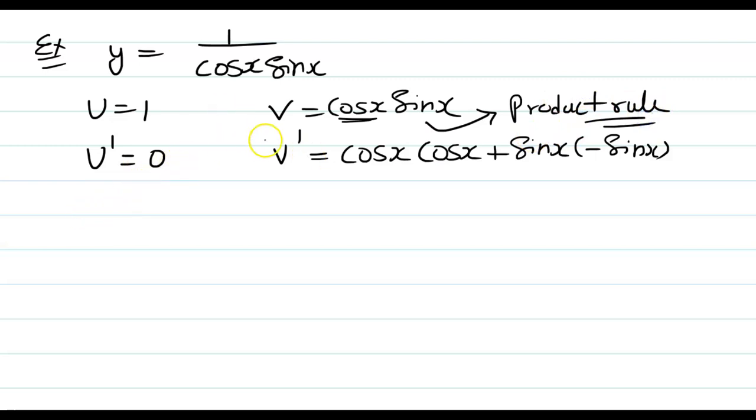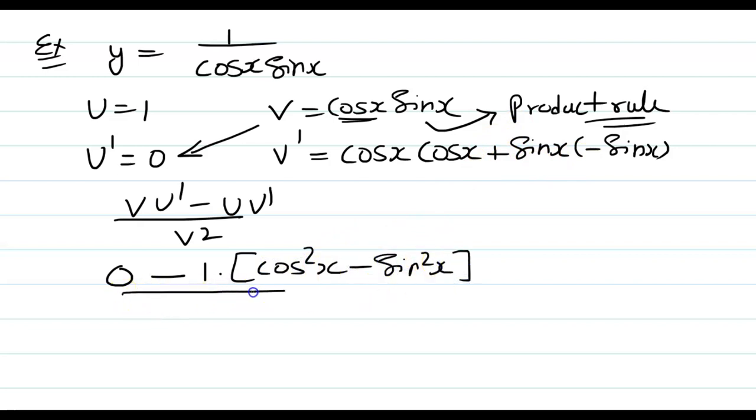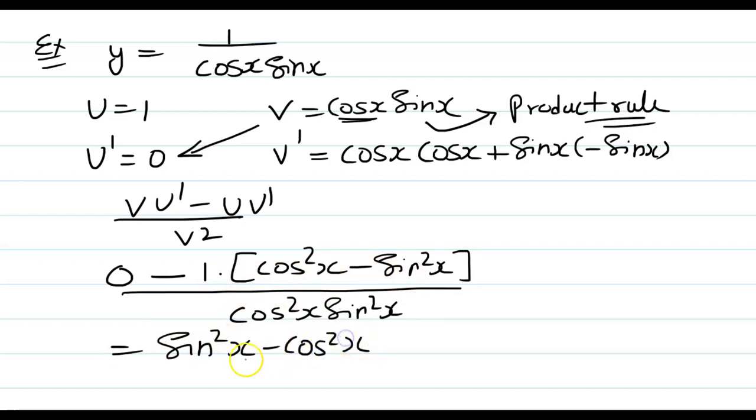So for quotient rule we multiply this first, like v u dash minus u v dash divided by v square. So cos x sin x times 0 will be 0, then minus u is 1, times v dash, which is cos square x minus sin square x, over v square, and v square is cos square x sin square x. Okay, if we multiply by this minus sign, we can change it, so it will be minus cos square x plus sin square x. So let's write down here minus sin square x minus cos square x over cos square x sin square x.